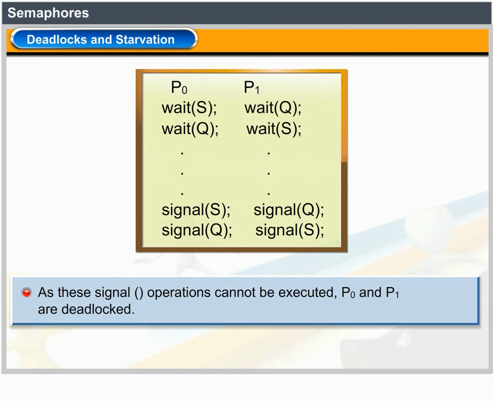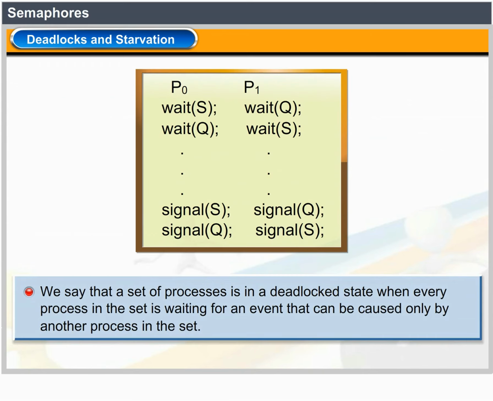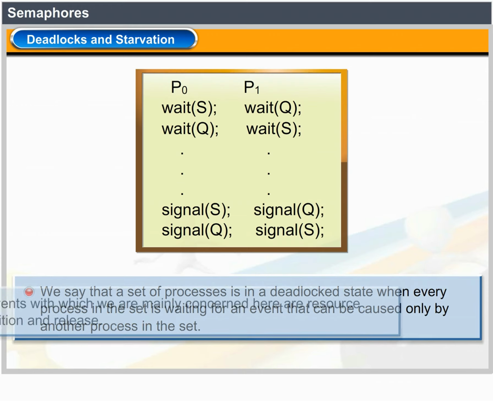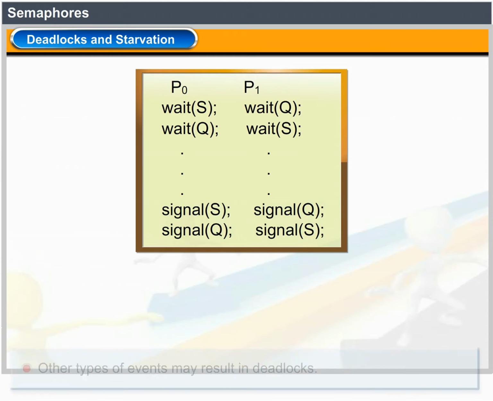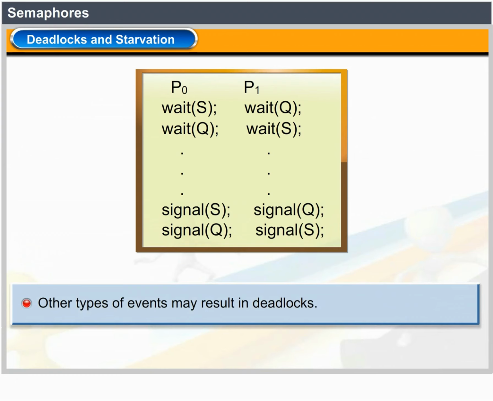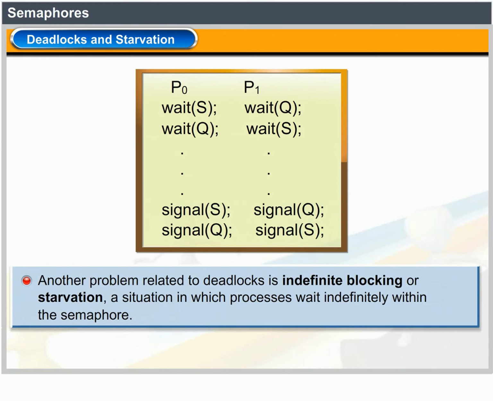We say that a set of processes is in a deadlocked state when every process in the set is waiting for an event that can be caused only by another process in the set. The events with which we are mainly concerned here are resource acquisition and release. Other types of events may result in deadlocks. Another problem related to deadlocks is indefinite blocking or starvation, a situation in which processes wait indefinitely within the semaphore.